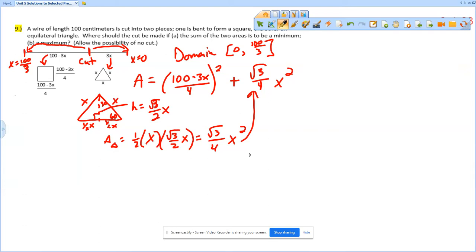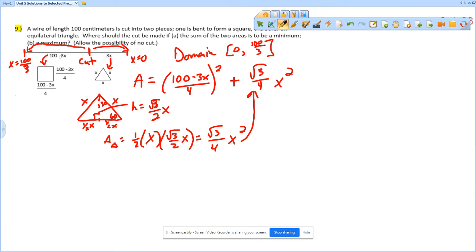This is the solution video for section 5.1, problem number 9. So we've got our area function set up here, where we have the area of the square plus the area of the equilateral triangle. And so we want two different things: we want the minimum and then we want the maximum.